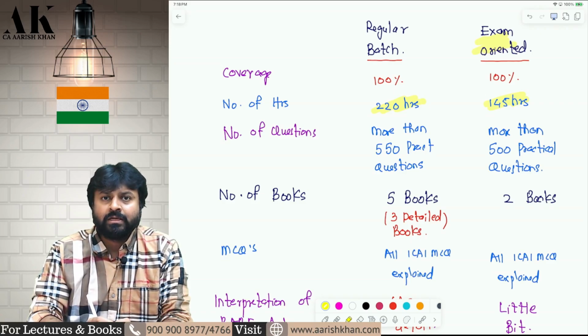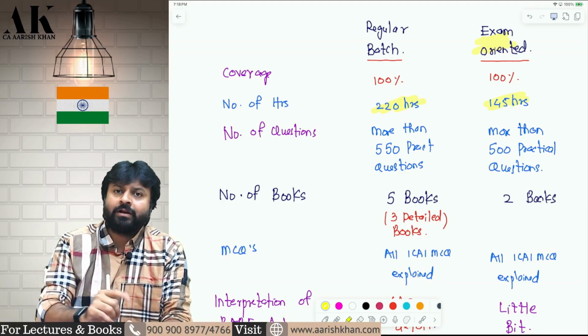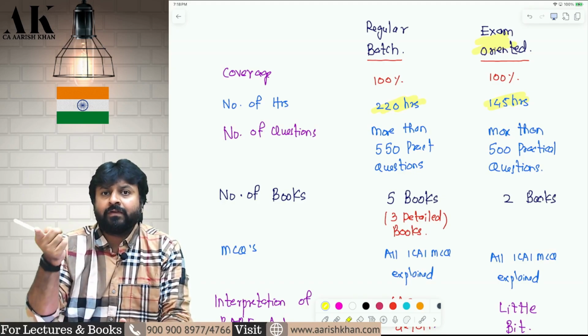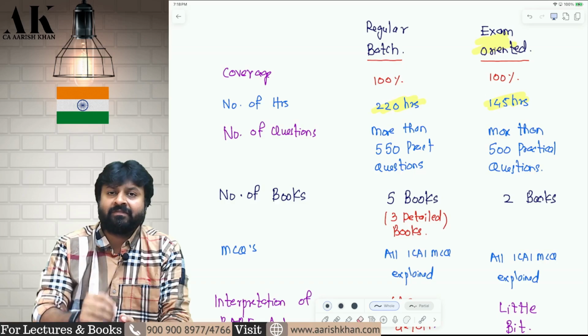Okay. So if you are learning DT for the first time in CA final, then you should either go for the regular batch or the exam oriented batch. Sir, how to select between the two? Whether I should go for the regular batch or whether I should go for the exam oriented batch? That absolutely depends upon your preference.